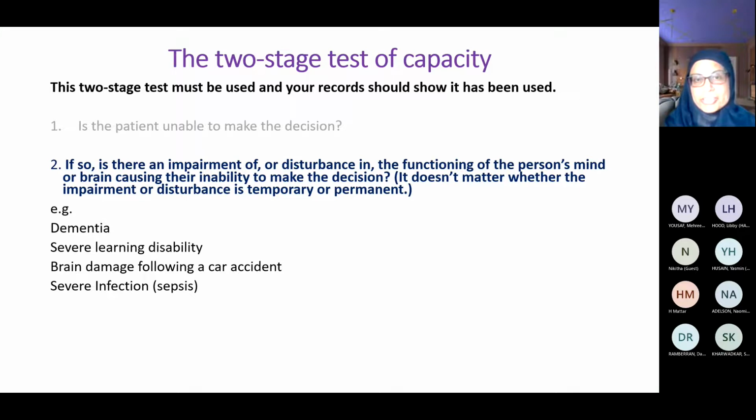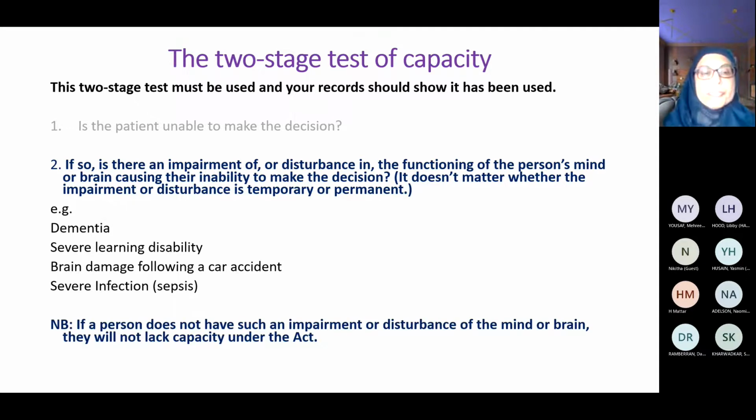We decide first whether the patient can't make the decision, then we look for the impairment of the brain. And apparently the Mental Capacity Act is being reviewed as we speak. And in the new version, you'll see that this is how they're going to put it. And so if a person doesn't have an impairment or disturbance of the mind or brain, they don't lack capacity under the Act. So it might be just that we need to assess the capacity for the decision again at a later date. That might be an example.